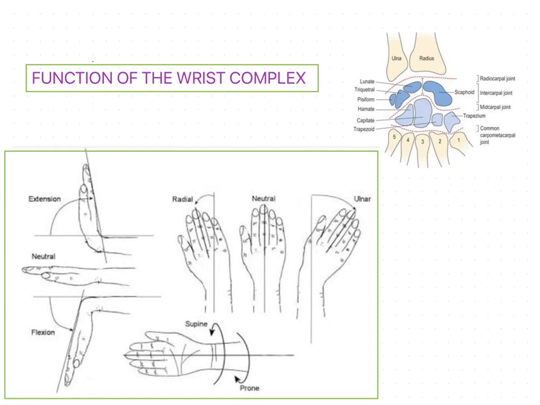Now in this session, we are going to discuss the function of the wrist complex. This wrist complex includes two compound joints, that is the radiocarpal joint and the midcarpal joint, and how the movements of these joints take place. Okay. Now, what are the movements of this wrist complex? They are wrist flexion, wrist extension, radial deviation and ulnar deviation, and some amount of supination and pronation also takes place during these movements.